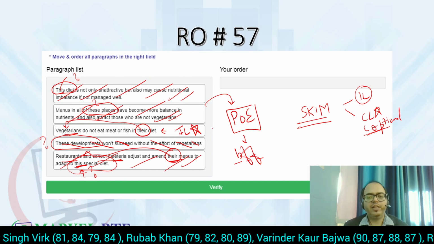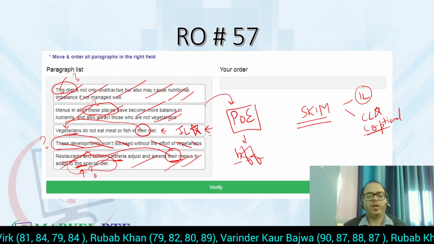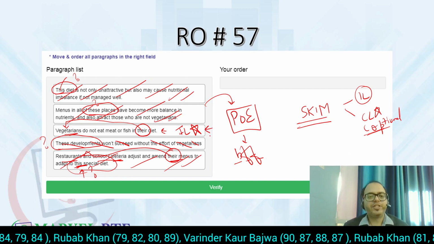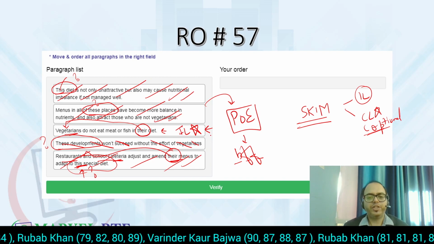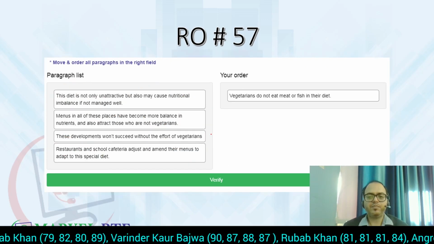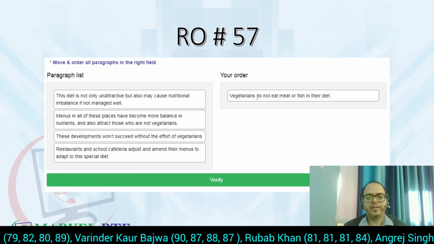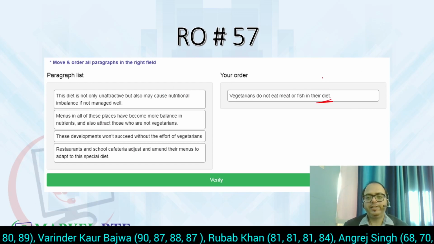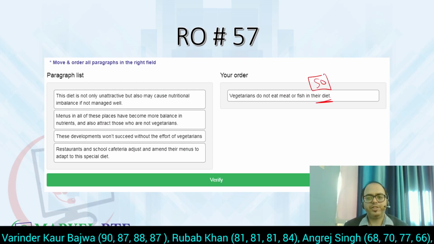Using the process of elimination, we could quickly find our one independent line. Vegetarians do not eat meat or fish in their diet. So this is our independent line. Now the talk is about diet, depending upon our SO strategy, right?